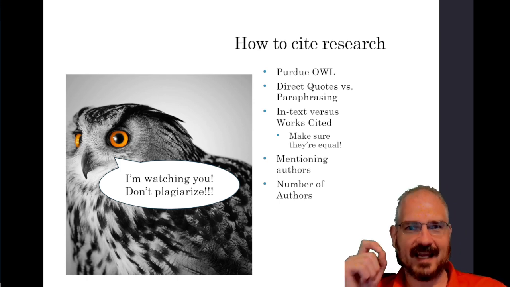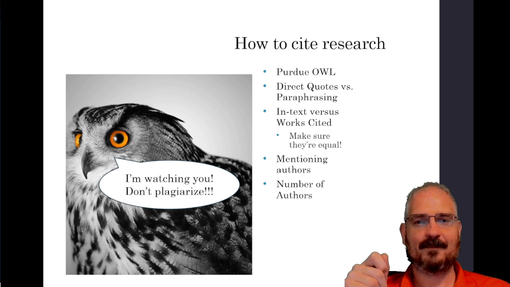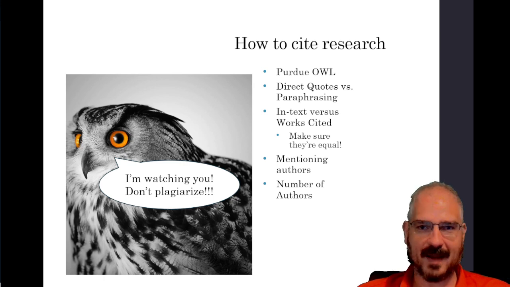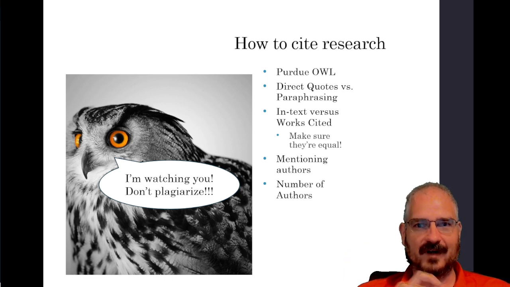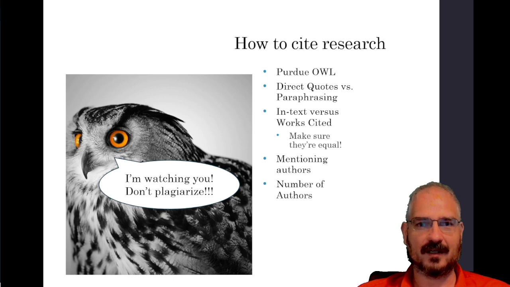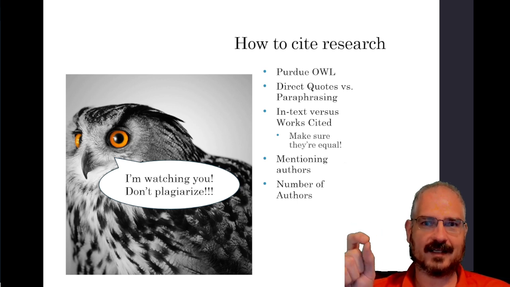One of the biggest mistakes I find in student papers is that there are in-text citations that don't have a corresponding entry in the works cited page, or the other way around. Every entry in your works cited page should have one or more in-text citations to go along with it, and every in-text citation has to have an entry in the works cited page that's down there, right?